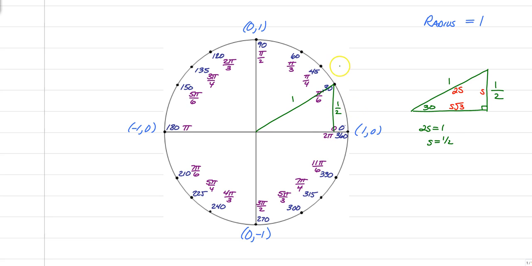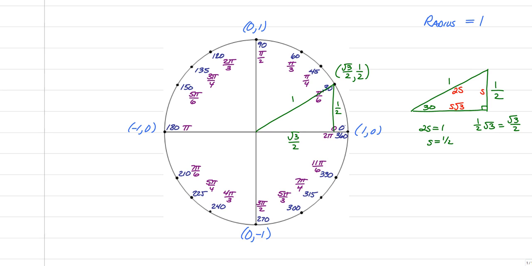And going up, that's our y coordinate. So we know that our y coordinate is going to be 1/2. But then we have s√3, so we know s is 1/2. So s√3 would be 1/2 √3, which we can just write as the square root of 3 over 2. So our horizontal direction is the square root of 3 over 2. So our coordinate is x, y. So we have the square root of 3 over 2, 1/2. And that is the coordinate at 30 degrees, or pi over 6.